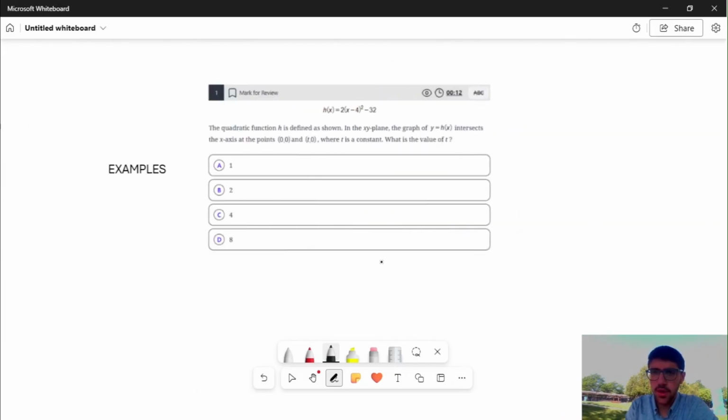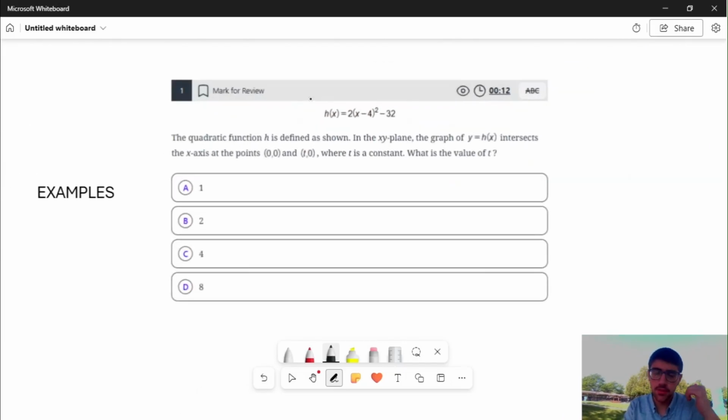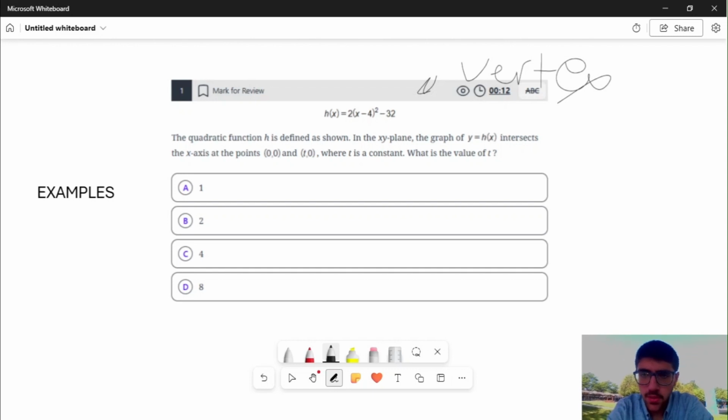So I'm just going to show one example, just to show you guys how Desmos is basically the best way to solve this. This one gives us a quadratic function, h is defined as shown. I can see that this is in vertex form. It says y equals h of x, so the line intersects the x-axis at points (0, 0) and (t, 0), where t is a constant. What is the value of t?